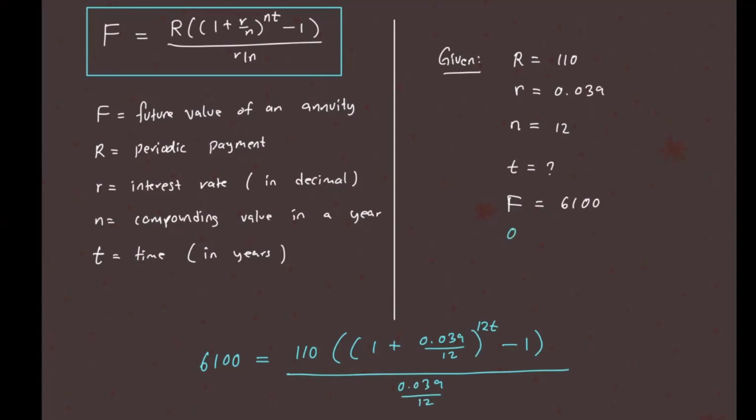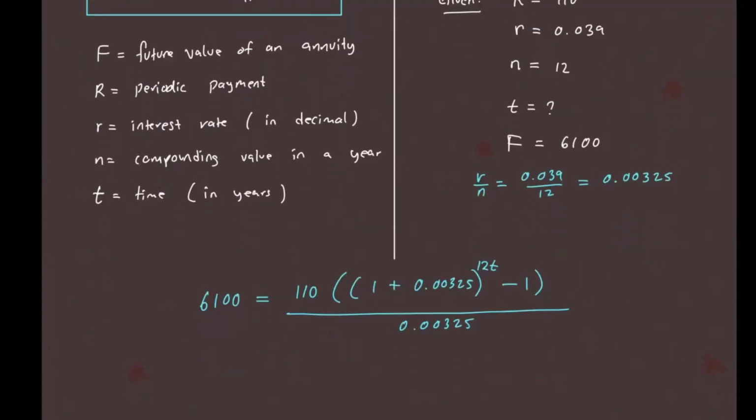Now, if you want, you can calculate that on the side. So the r over n value, that is your 0.039, divided by 12, which will give you 0.00325. So just pull up a calculator and do these calculations. I'm going to go ahead and replace that right here. That way our formula doesn't look so crazy. So this is 0.00325. So here as well, 0.00325.